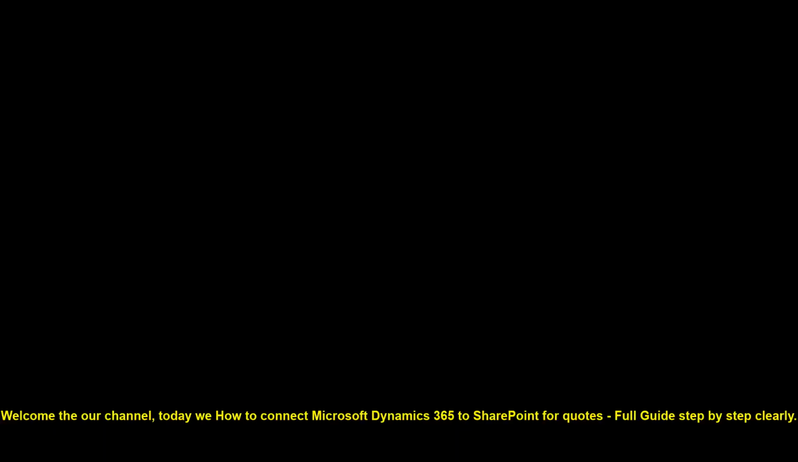To connect Microsoft Dynamics 365 to SharePoint for managing quotes, follow these steps. Start by logging into your Microsoft Dynamics 365 account. Navigate to the Settings section in the main menu. Select the Administration option from the Settings menu. In the Administration section, look for the System Settings option.